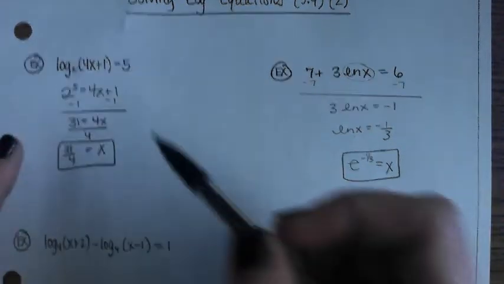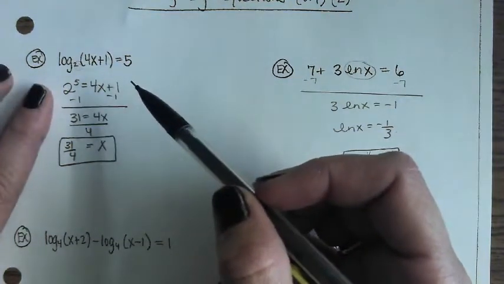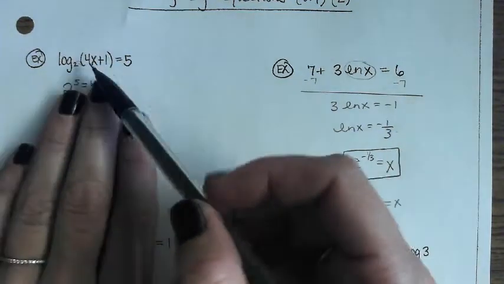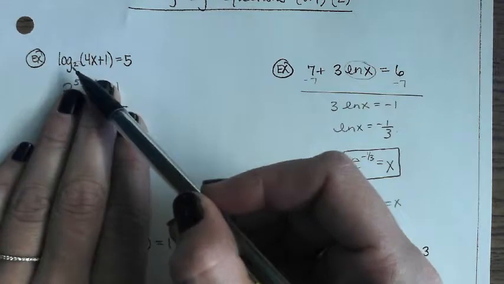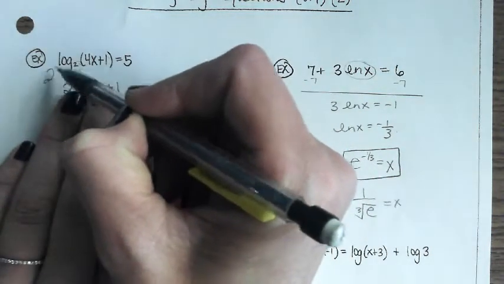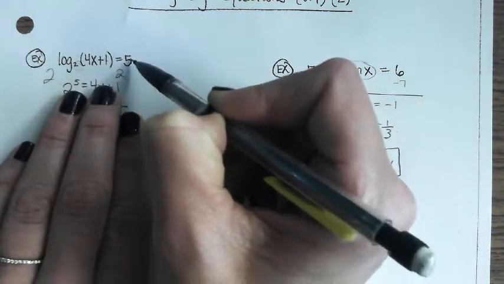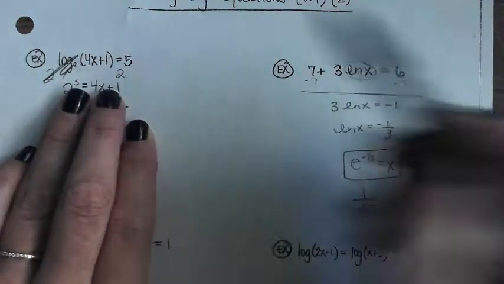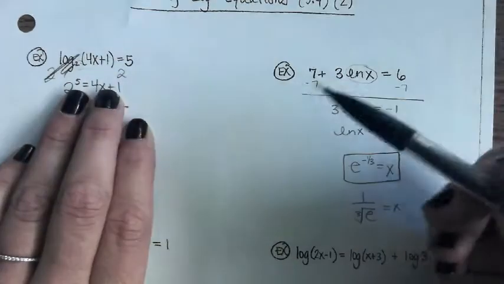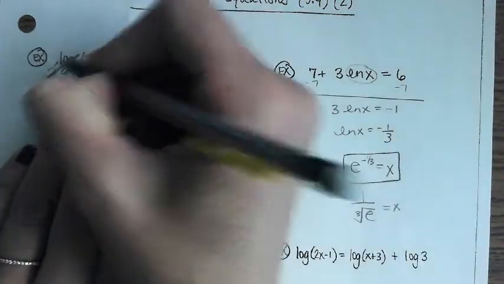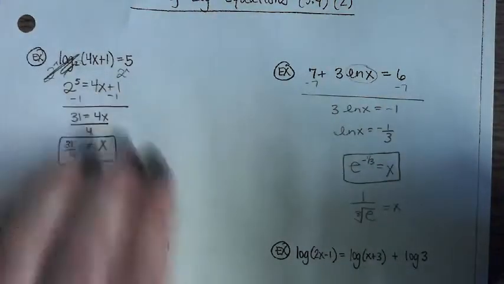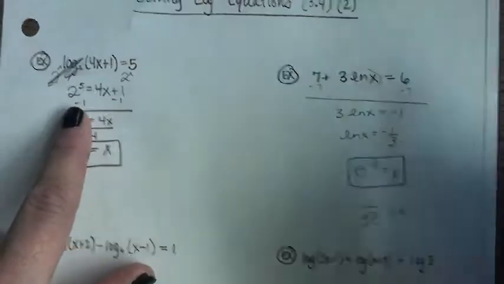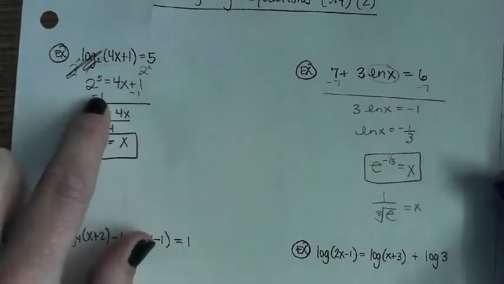So you did this a little bit differently last year, right? I think. Did you take whatever the base was, in this case a base of 2, and make 2 raised to this power and 2 raised to the 5th? And then that just canceled to give you 4x plus 1 equals 2 to the 5th? Did you do that? Yes. That's what your classmates have reported to me that you did last year, which is fine.